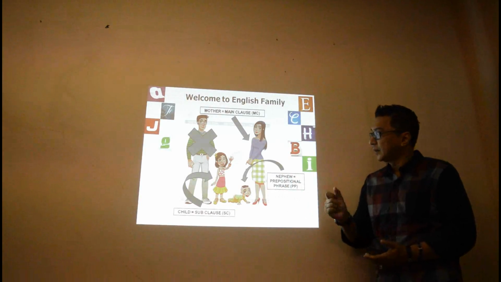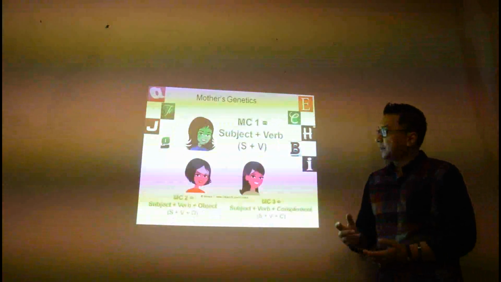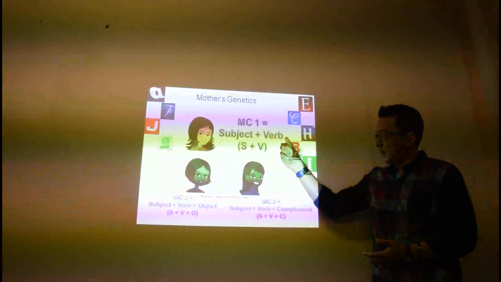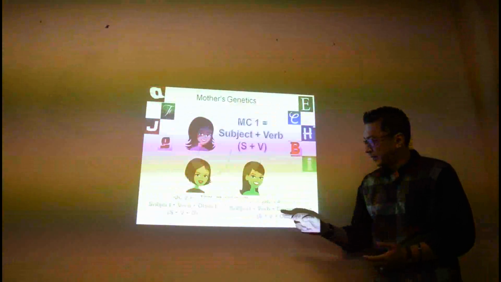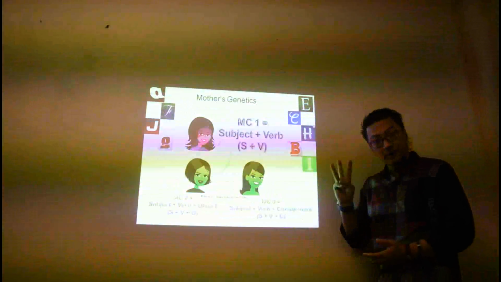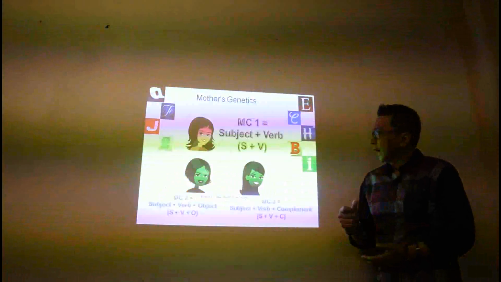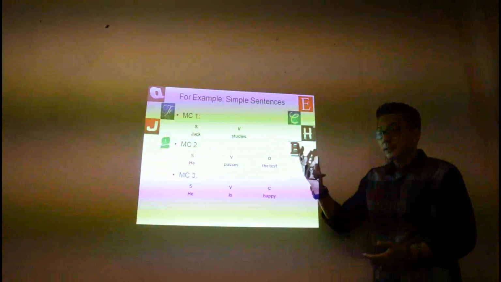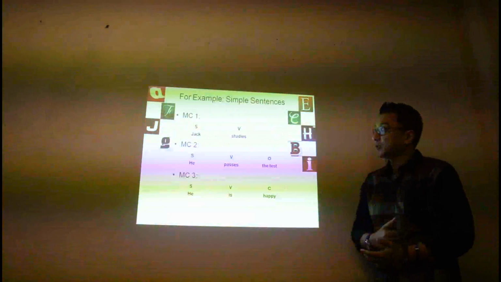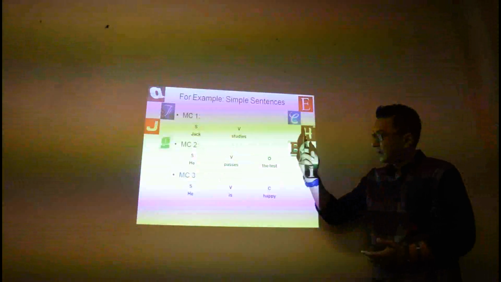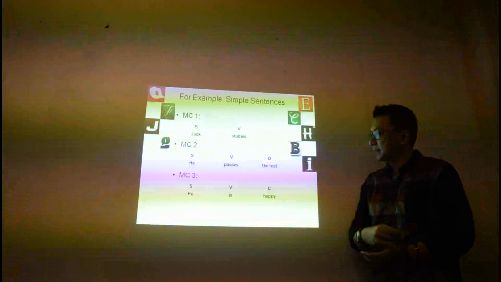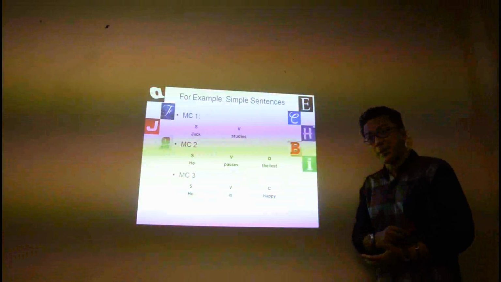or PP. And last time we talked about the genetics: subject verb object, subject verb complement for the three types of mother. And we also explained the examples. This is the examples of main clause 1, Jack studies. Main clause 2, he passes the test. Main clause 3, he is happy.